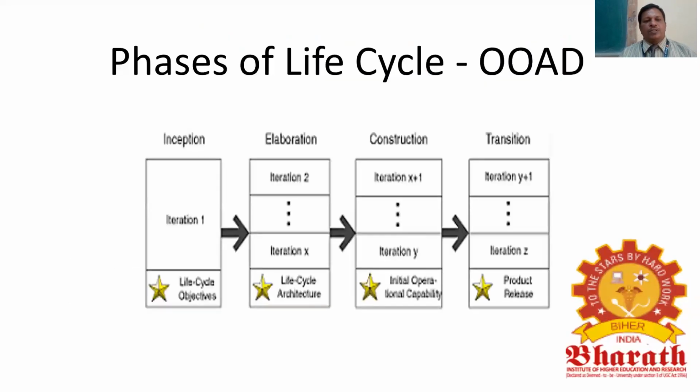So in the OOAD approach, the phases of the life cycle are inception, elaboration, construction, and then transition. Inception is today's topic that I'm going to discuss. The inception phase is the initial phase of the product life cycle. It gives the initial step for the product development activity. The elaboration phase adds some more analysis, and then it leads to an architectural design.